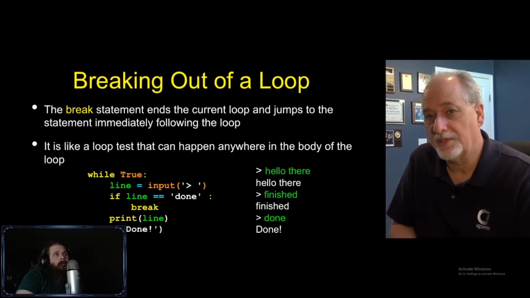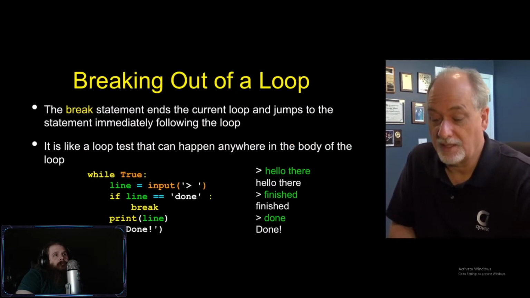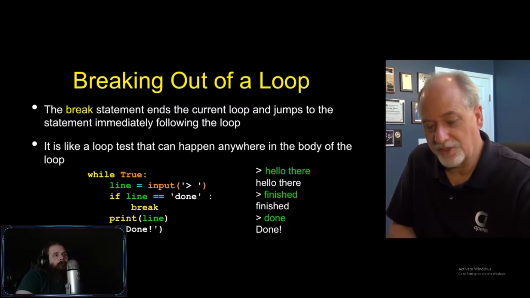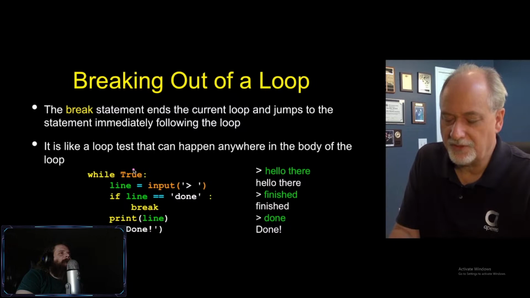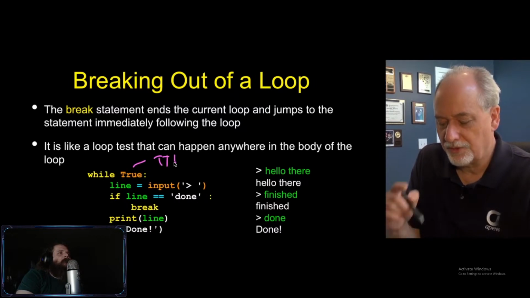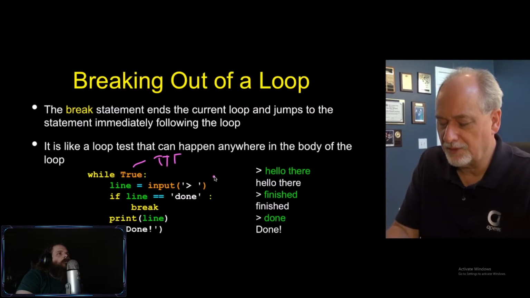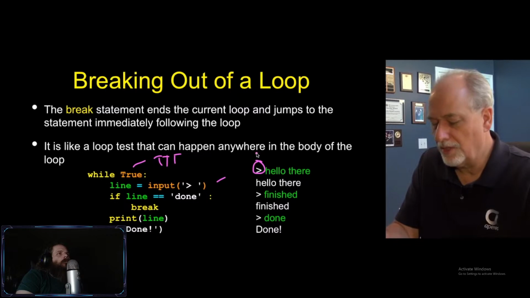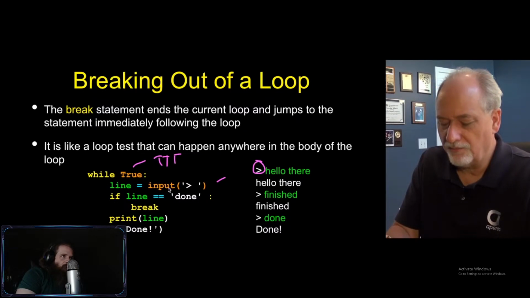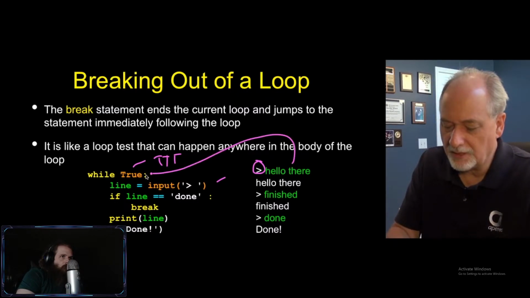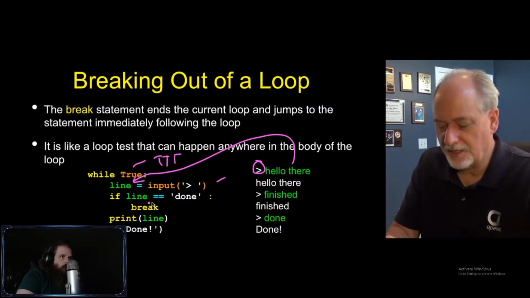So there's a couple of ways of getting out of loops. In this case, I'm constructing an infinite loop, because remember the definition of an infinite loop is if this is going to stay true. Well, true is the constant true. So this is going to run forever. And what it's going to do is it's going to prompt with a little arrow, and then let us type and read whatever we type into the variable line. And then if the line is done, we're going to break.